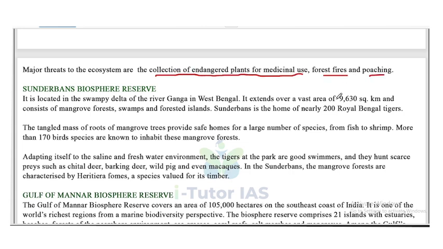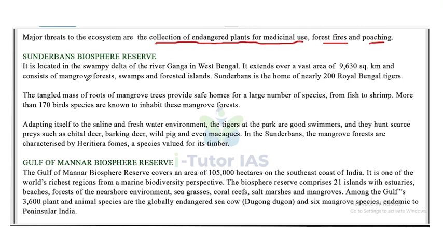Next one is the Sundarbans Biosphere Reserve. It is located in the swampy delta of the river Ganga in West Bengal and extends over a vast area of 9,630 square kilometers, consisting of mangrove forest, swamps, and forested islands. Sundarbans is home to nearly 200 Royal Bengal tigers.